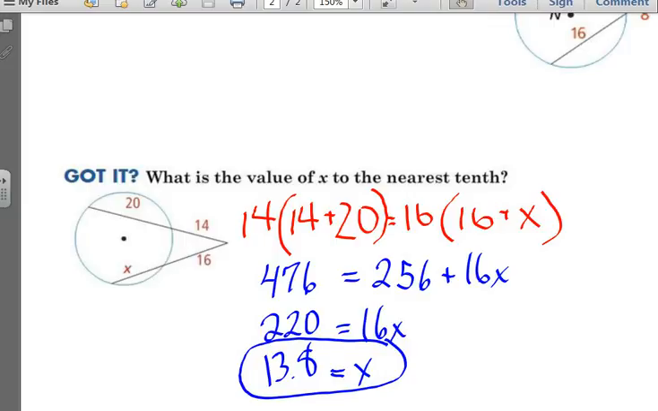Yeah. How many topics are in this unit? In this unit, this is it. In chapter 8. Are you talking about this chapter? Yeah. This is the end of the chapter.